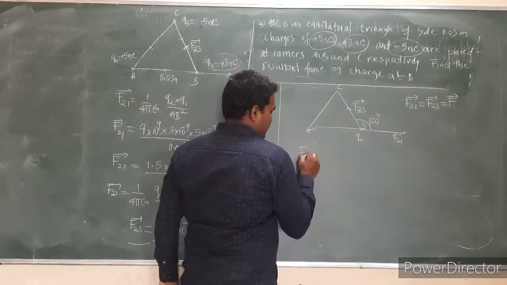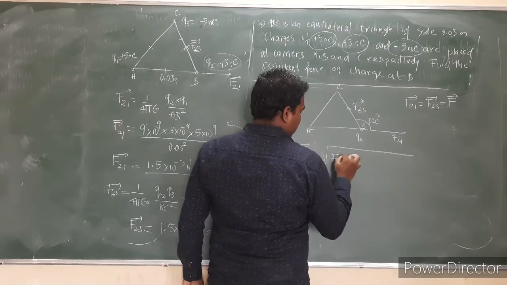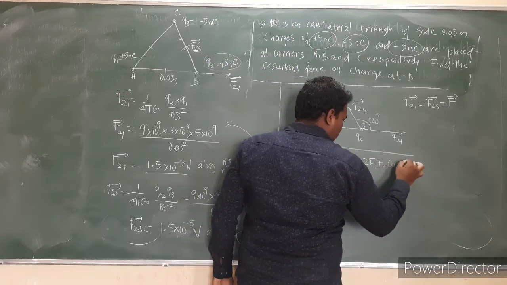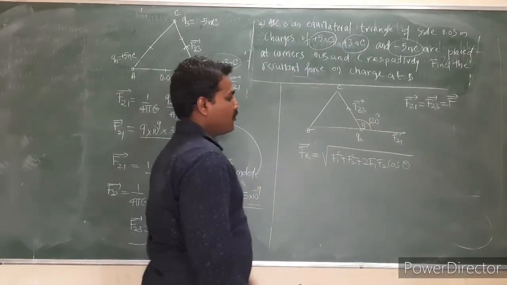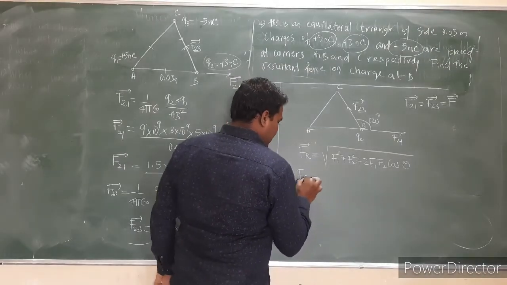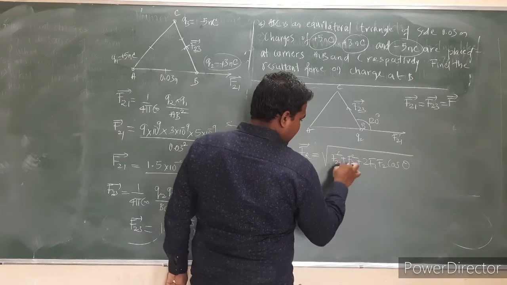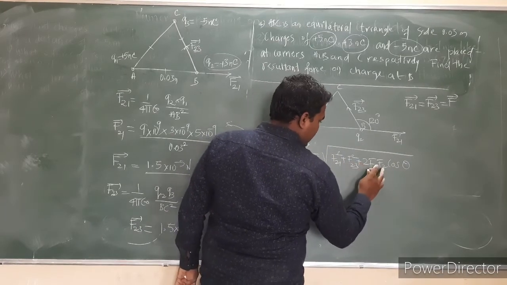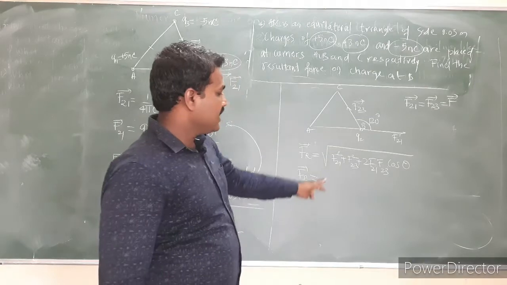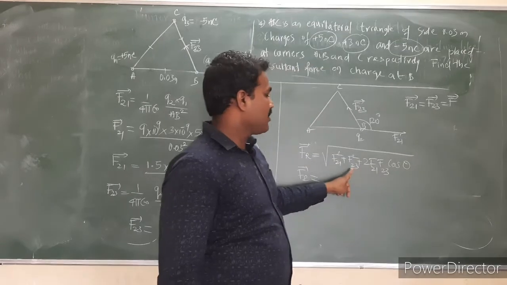So the resultant force between these two vectors is equal to the square root of F1 square plus F2 square plus 2 F1 F2 cos theta, where theta is the angle between both the forces F21 and F23. That was the general formula I have written. In this case, instead of F1 I have F21, instead of F2 I have F23. Same values I have replaced here.